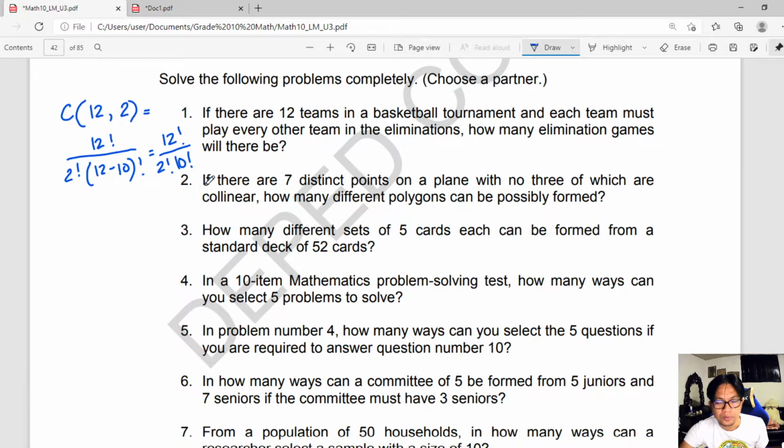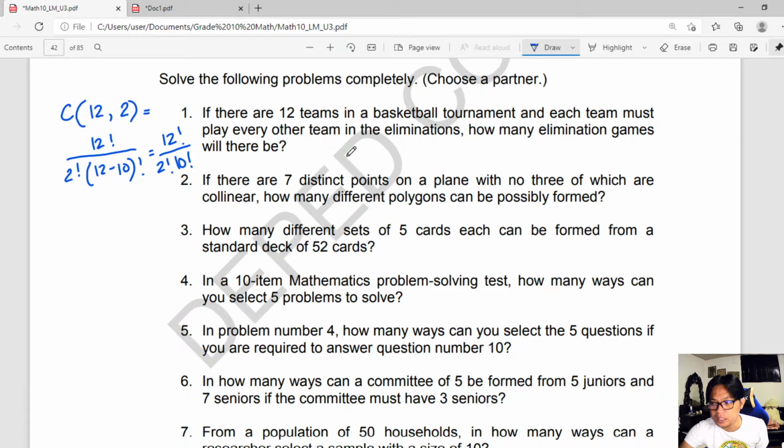Okay, number 2. If there are 7 distinct points on a plane with no 3 of which are collinear, how many different polygons can be possibly formed? This one is also the same as an example sa isang video natin. There are 7 distinct points on a plane, so magkakaibang point. Ilan daw yung magagawang polygon?